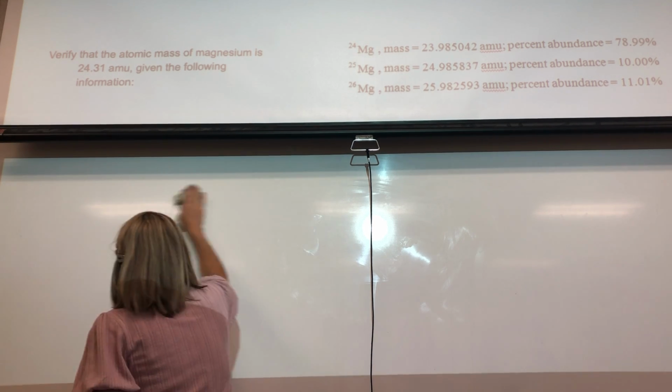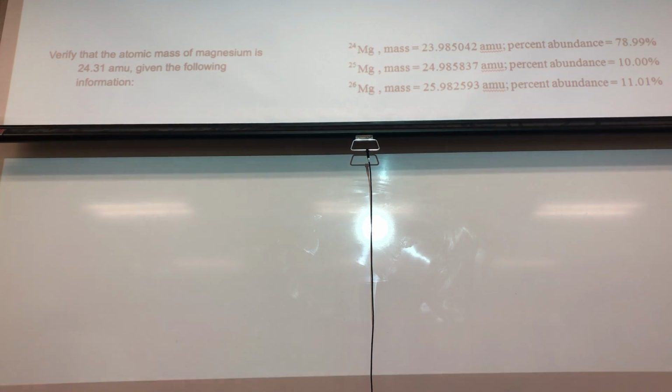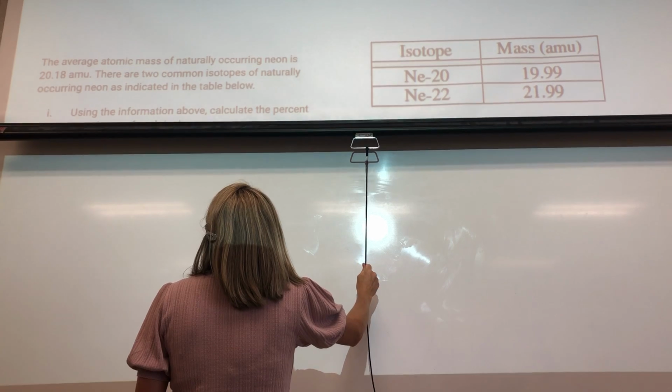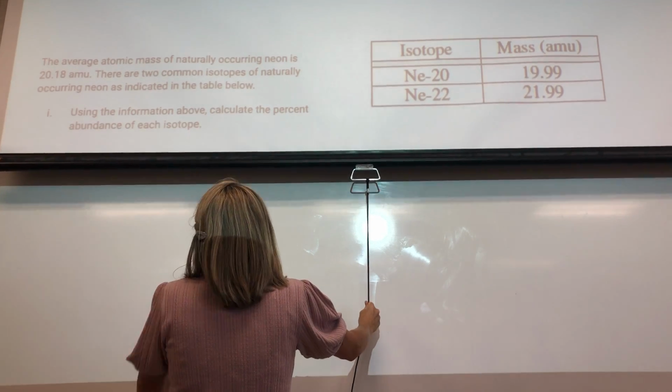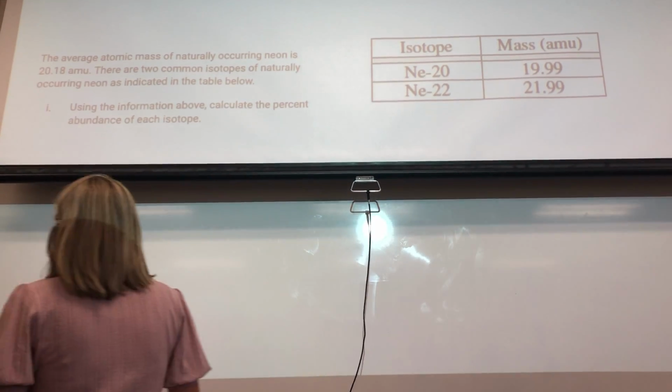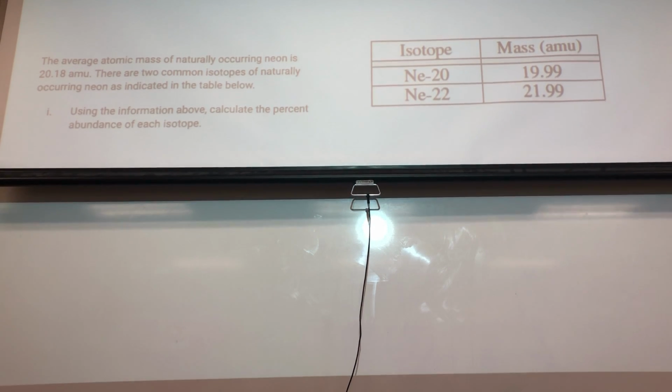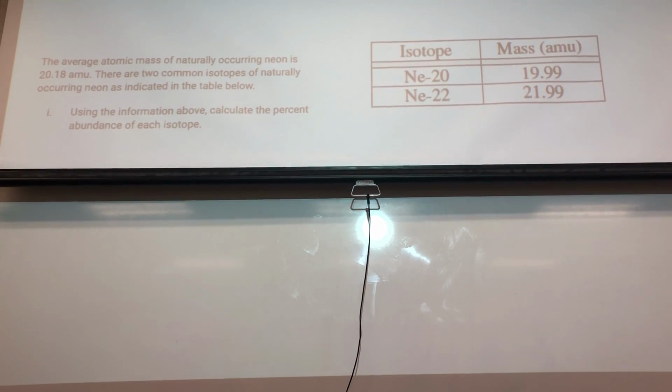Okay. Next problem I'm going to show you. Let me pull up the problem and then I'll tell you what I want you to do. So this question says that the average atomic mass of naturally occurring neon is 20.18. There are 2 common isotopes for it. Use the information in the table to calculate the percent abundance. So we're kind of using the same equation a little differently.